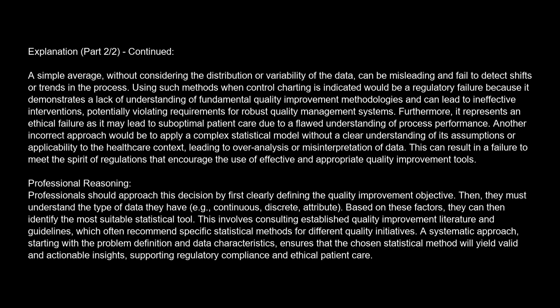Professionals should approach this decision by first clearly defining the quality improvement objective. Then, they must understand the type of data they have, e.g., continuous, discrete, attribute. Based on these factors, they can then identify the most suitable statistical tool. This involves consulting established quality improvement literature and guidelines, which often recommend specific statistical methods for different quality initiatives. A systematic approach, starting with the problem definition and data characteristics, ensures that the chosen statistical method will yield valid and actionable insights, supporting regulatory compliance and ethical patient care.